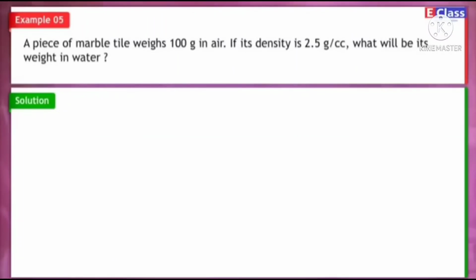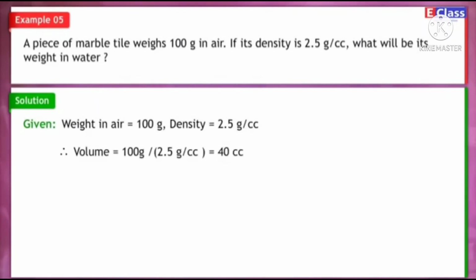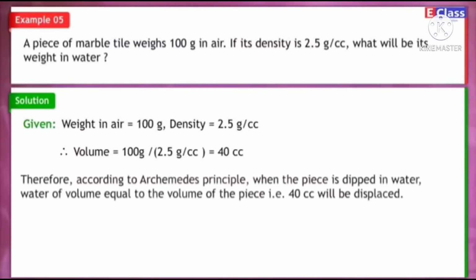Example number 5. A piece of marble tile weighs 100 gram in air, density 2.5 gram per cc. What will be its weight in water? Weight in air is 100 gram, density is 2.5 gram per cc. Therefore, volume is 100 upon 2.5, so it is 40 cubic centimeter.